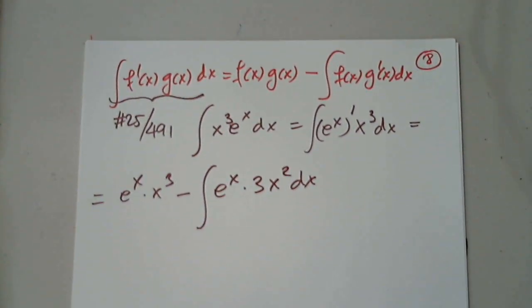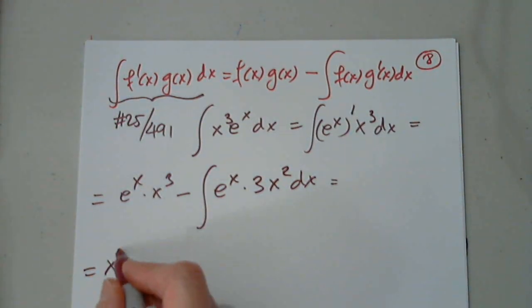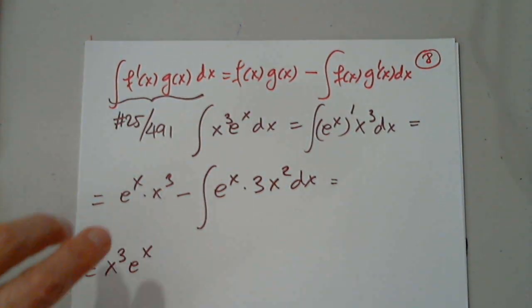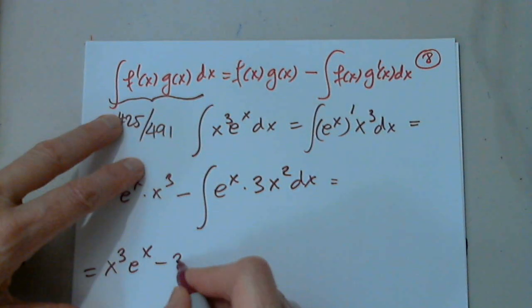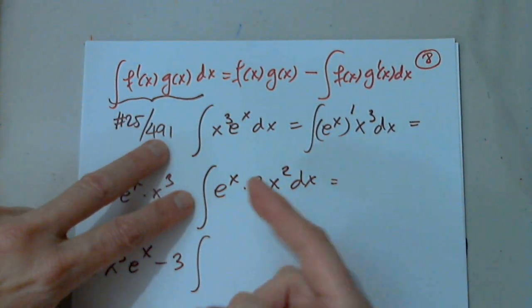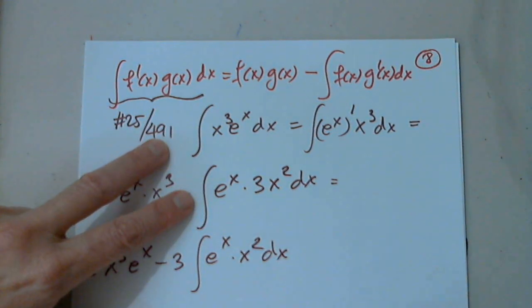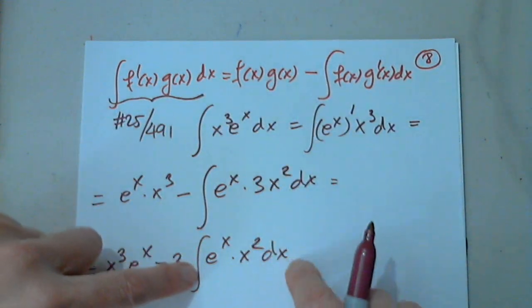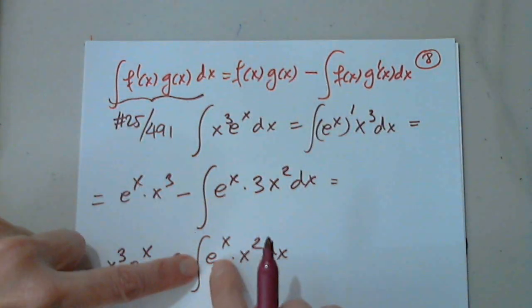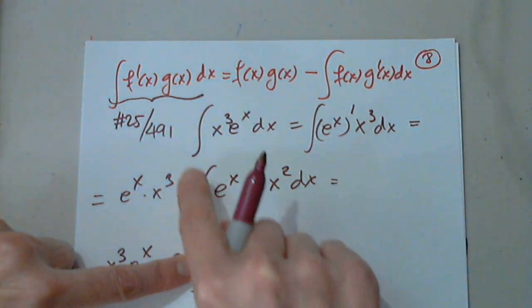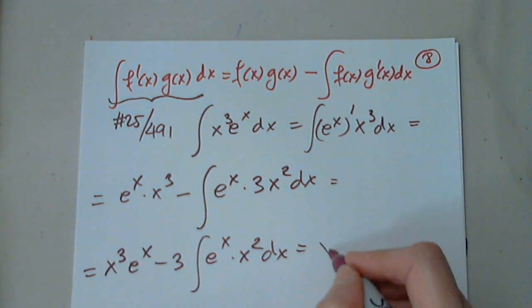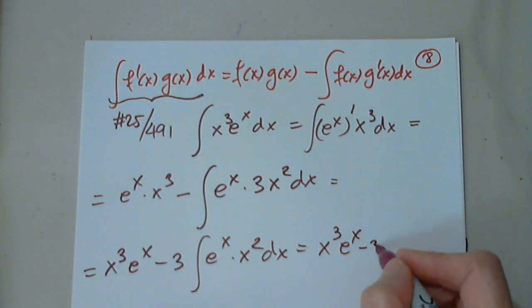Okay. Moving on. Copy the first one. I can reverse it now. x to the third e to the x. I can take 3 outside the integral. It's a factor. And I have e to the x times x squared dx. Okay. So now, again, I'm looking at this, and I realize that e to the x is the same as e to the x prime. So I have x to the third e to the x minus 3.